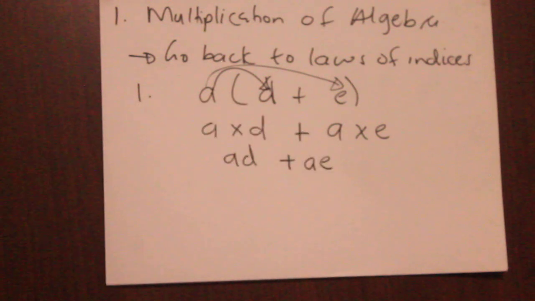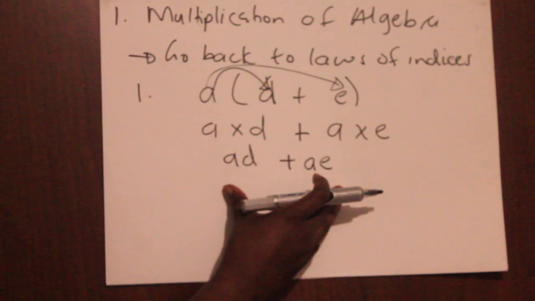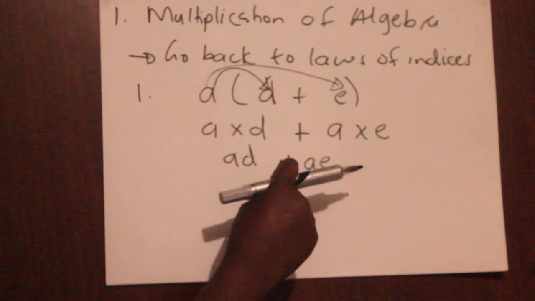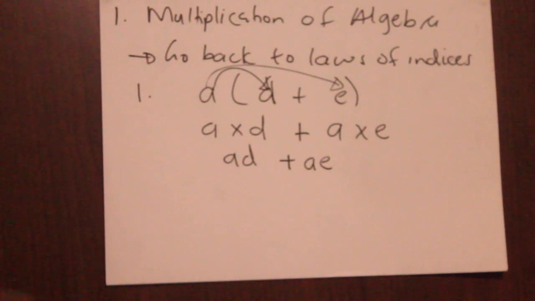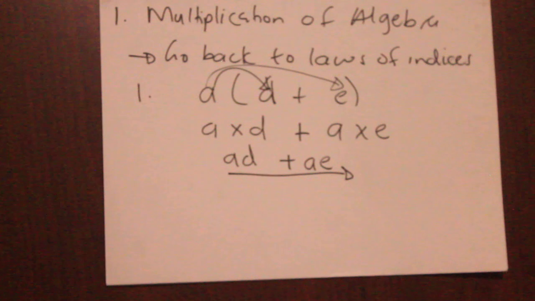So these are two different terms. Though we have a here and a here, these are two different terms separated by a plus, so we cannot do anything. This is the final answer. This is where it ends. Okay, so we can use an example.